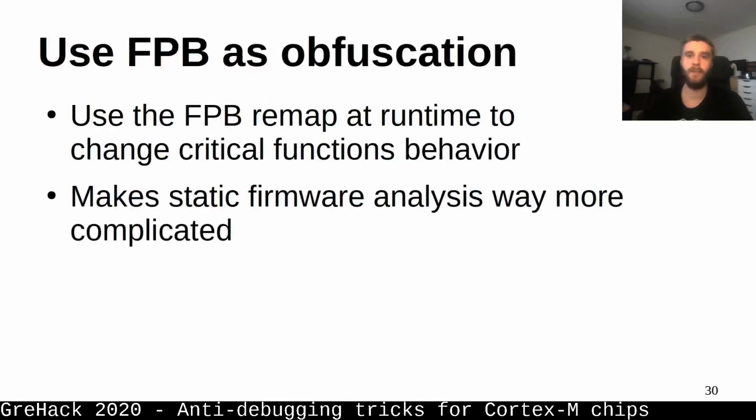But you can also use the FPB remap as an obfuscation. For instance, within the code, you have a call to a specific function, but with the FPB, in fact, you are calling another function. And we will see later that the debugger cannot really understand what is happening, and it will still think that you are using the correct function and not the remapped function.